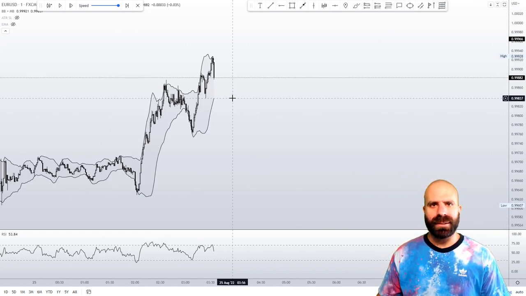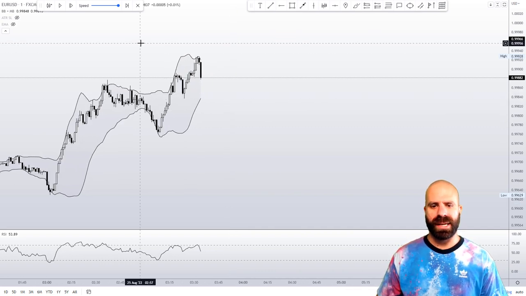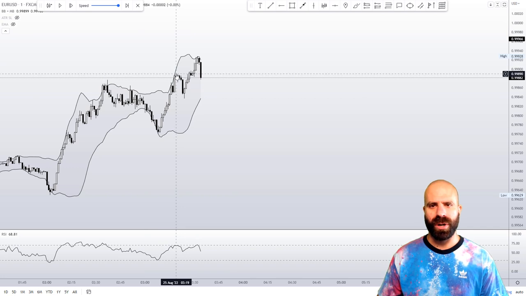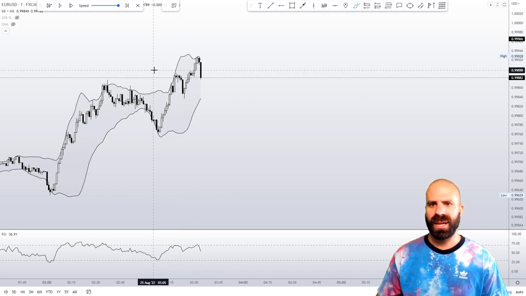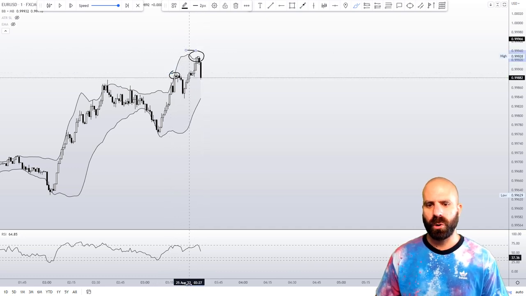Again, this is a systematic approach. So what we want to see is a touch on the Bollinger Band, from the upside. When we have a touch on the upside, then we're waiting for a higher high to be formed, but a lower high on the indicator.